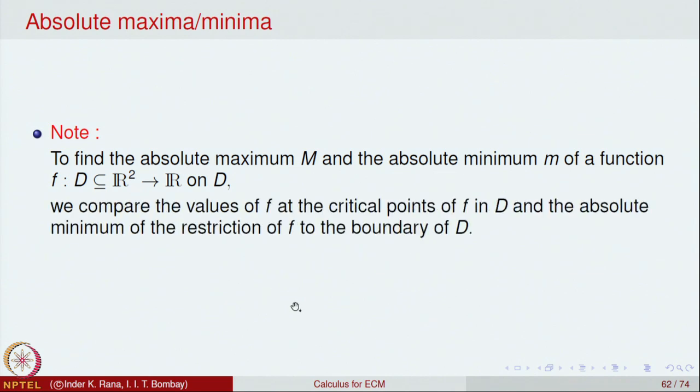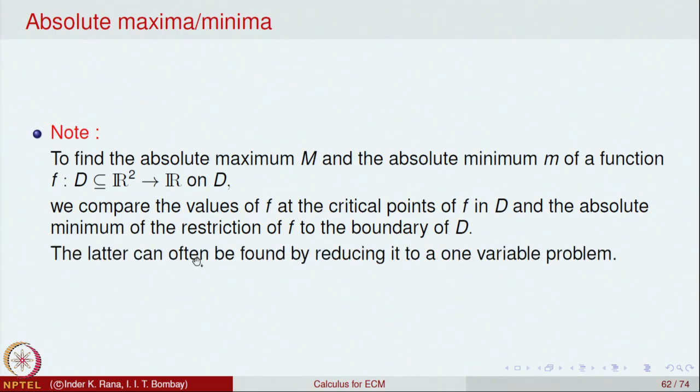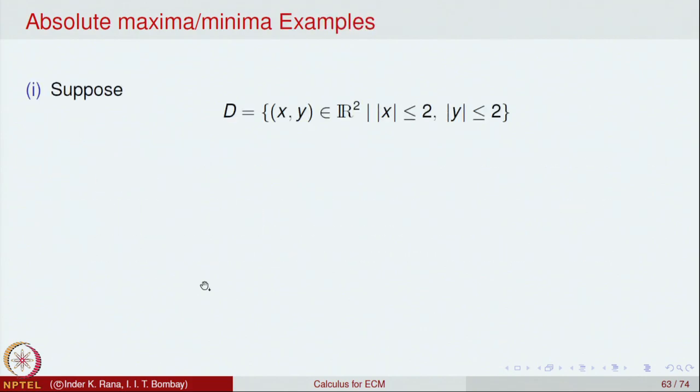Let us observe some examples. As I said, we find the critical points, find the boundary points, find the values and compare. Let us analyze one example. The domain of the function is given: (x, y) in R2 with |x| less than 2 and |y| less than 2. That means it is a square in the plane centered at (0, 0), with x going up to 2 and on this side to minus 2.